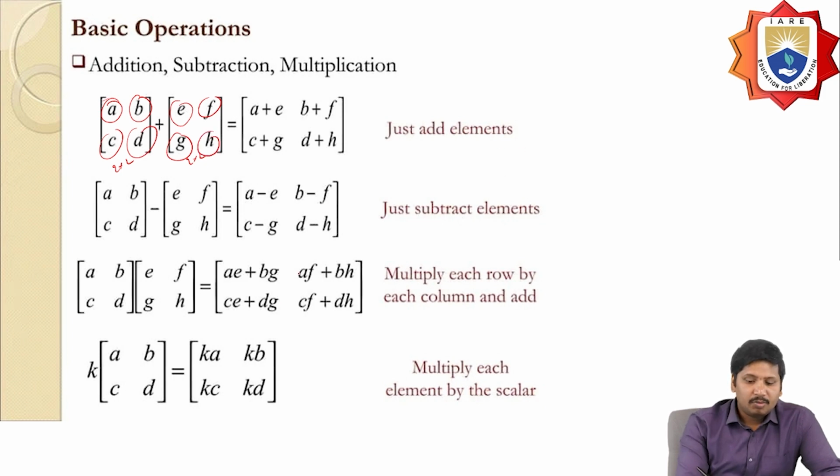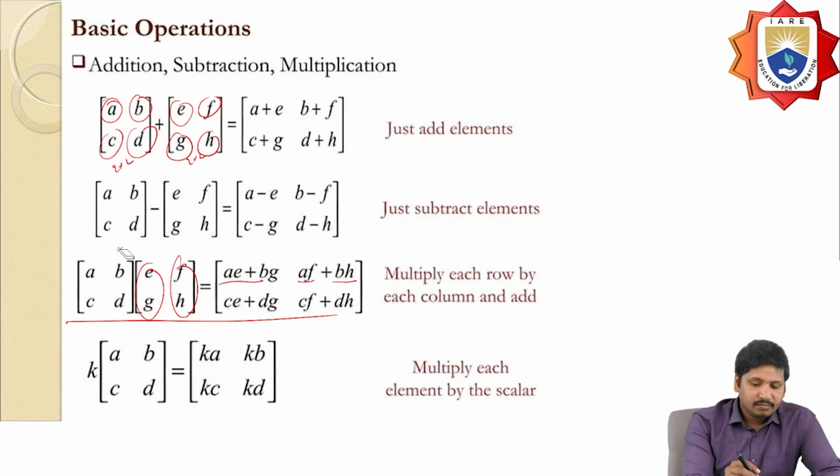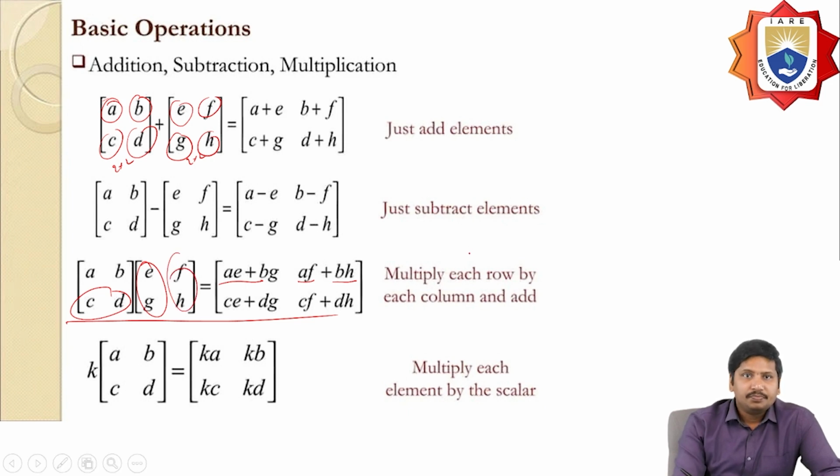In a similar way, we can also perform subtraction, but multiplication is somewhat different. The first row of the first matrix is multiplied with the first column of the second matrix. So AE plus BG, and the same thing AF plus BH. Similarly, CE plus DG, and then CF plus DH.